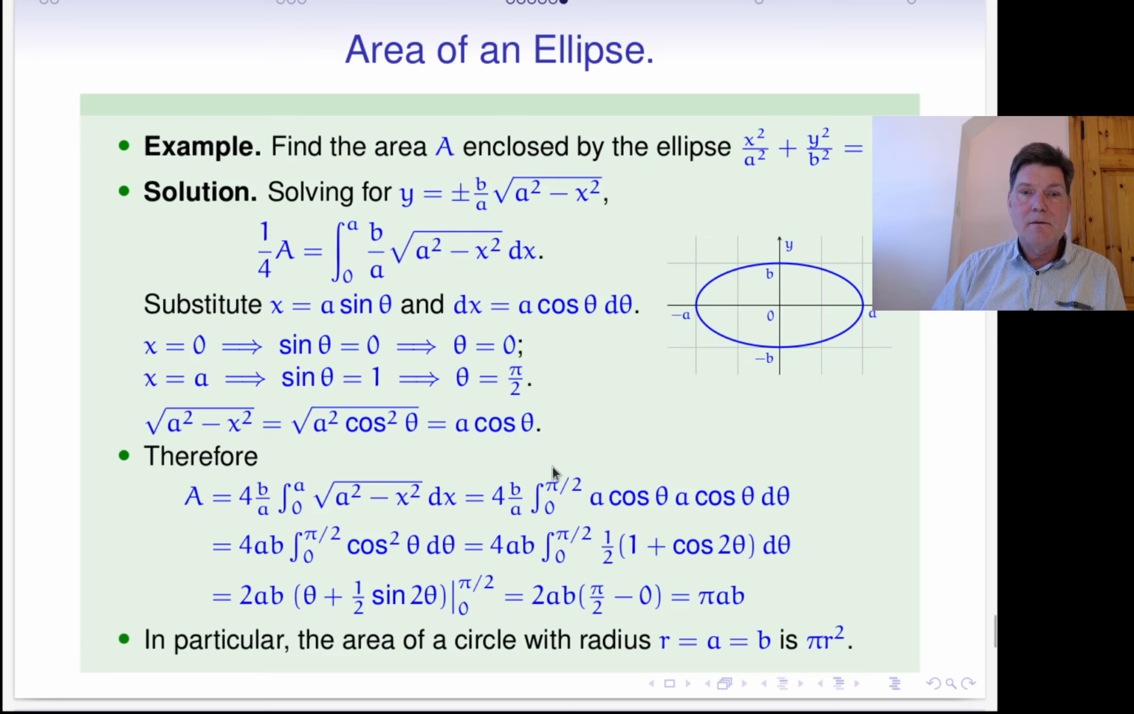In particular, if a is equal to b, then we're talking about a circle of radius r, say, and the formula gives us the area of the circle with radius r as pi times r squared. No surprise here, so the message is that these well-known formulas can be derived by integration and trigonometric substitution.